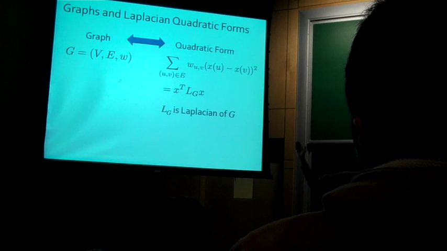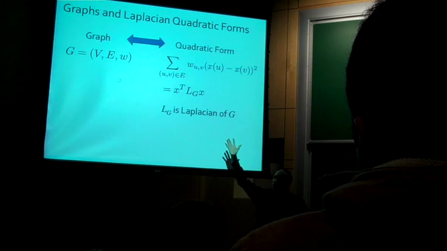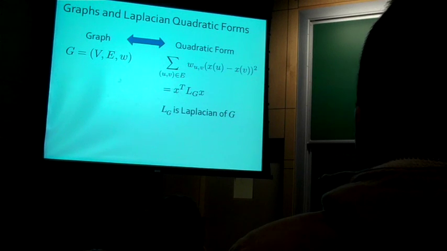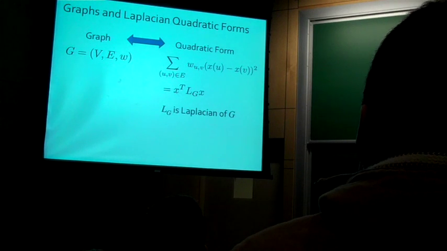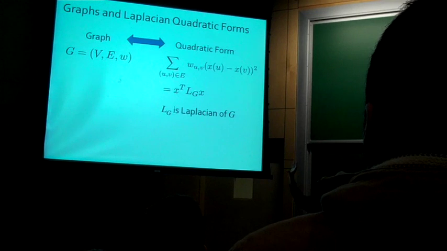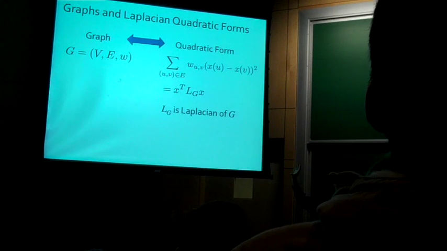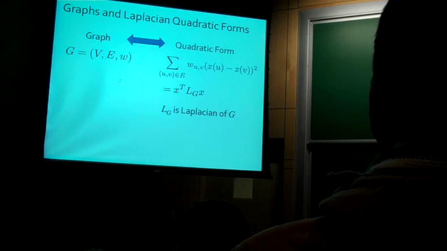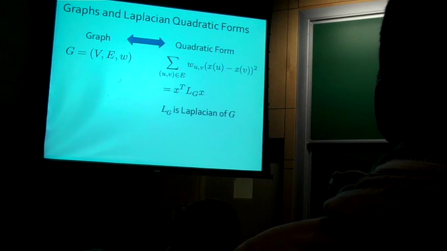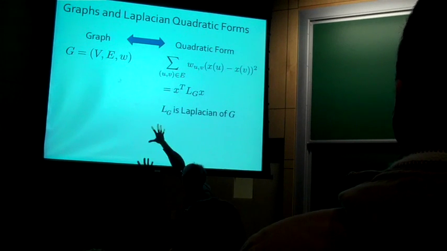And of course, once you write it that way, you know it can be written in the form x transpose Lx, where L is a matrix. In this case, it is the famous Laplacian matrix of the graph. I'll do an example in a minute to help clarify this notion. But this is the way I'm going to think about graphs. It's really an isomorphism between quadratic forms of this form and graphs.